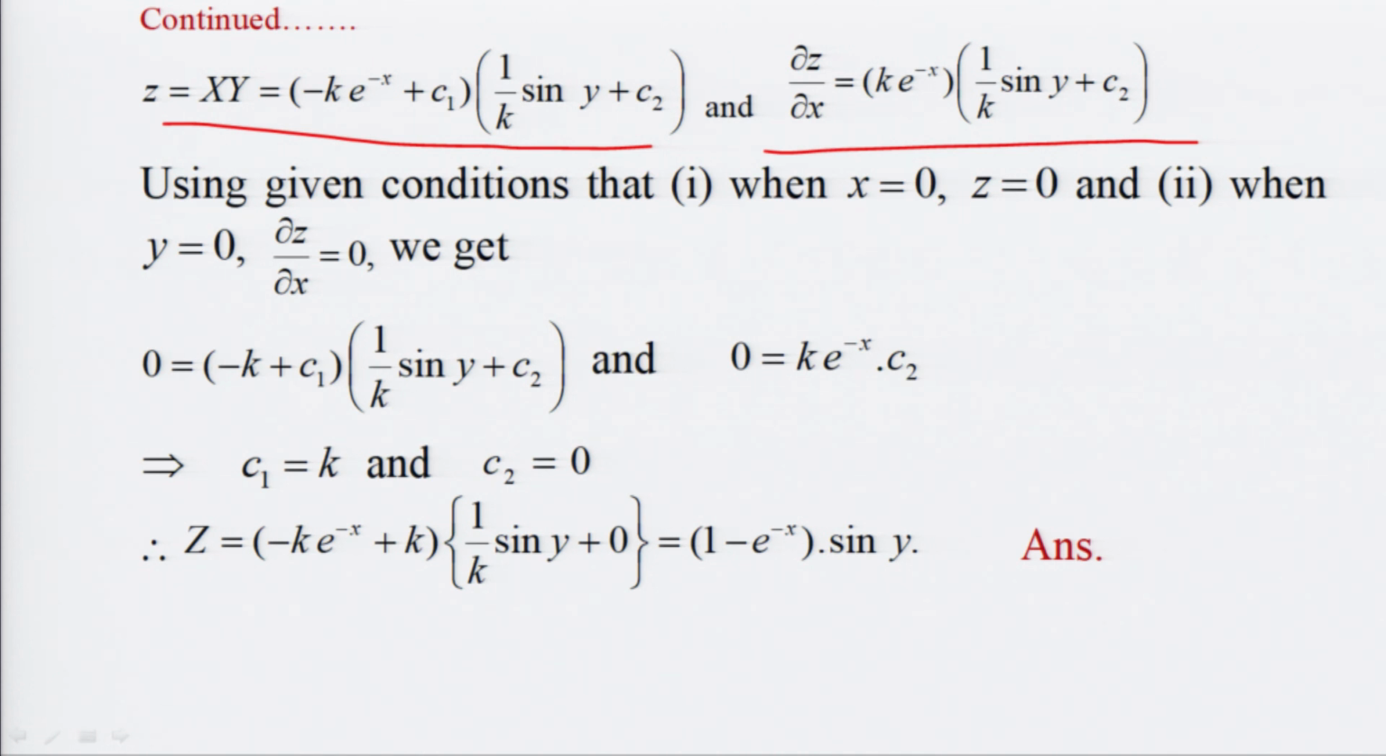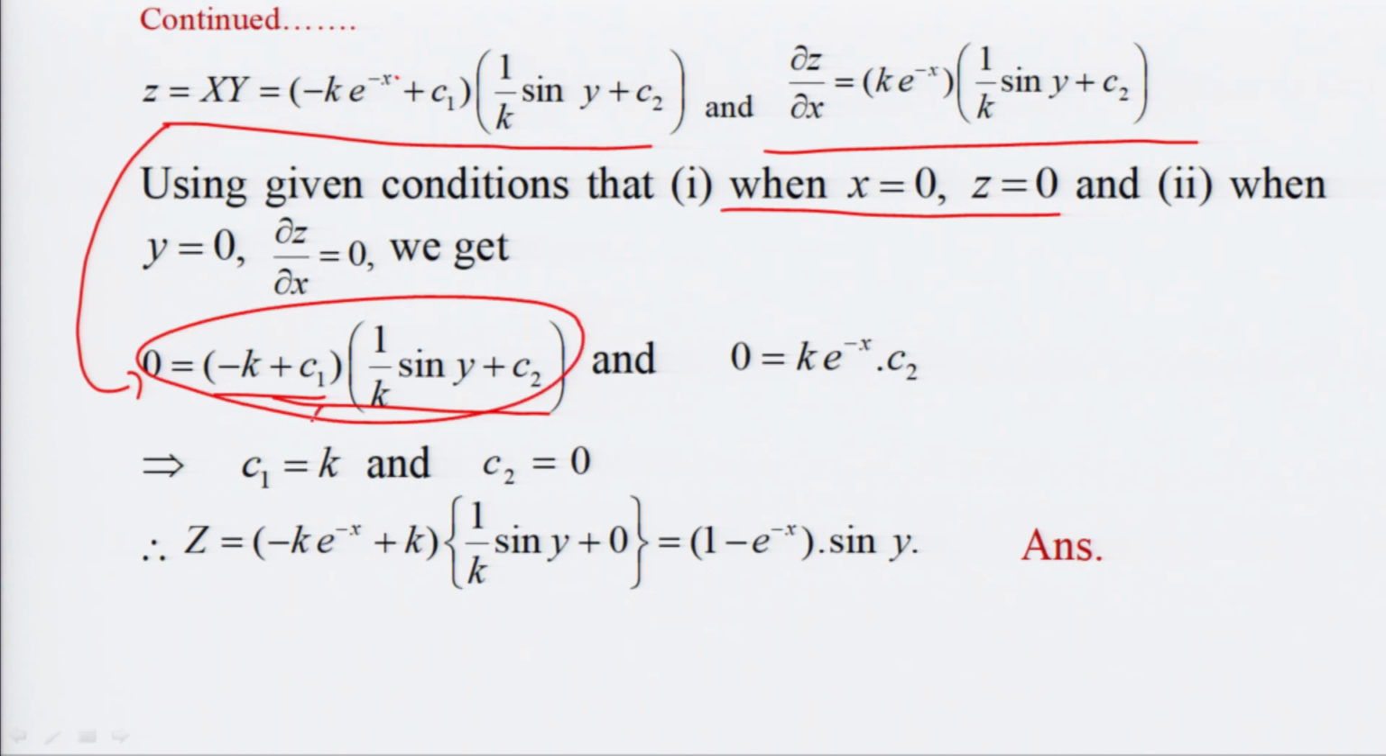So, using the first condition, that is when x is equal to 0, z is equal to 0. So, when x is 0, z is 0, it becomes minus k plus C 1 and 1 by k sin y plus C 2. From this we can see that C 1 is equal to k.